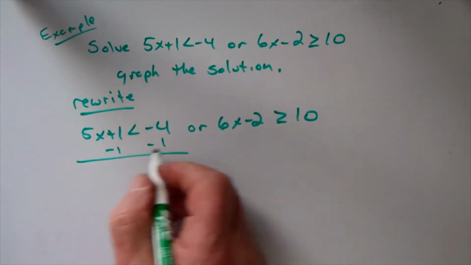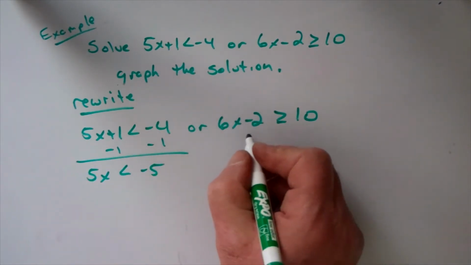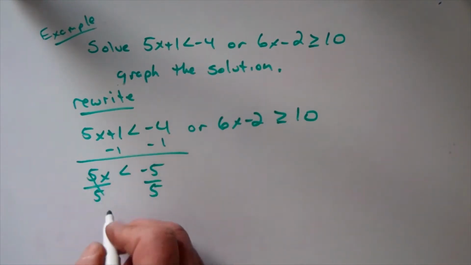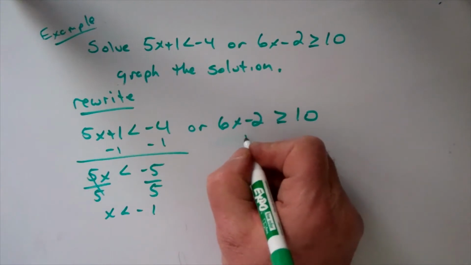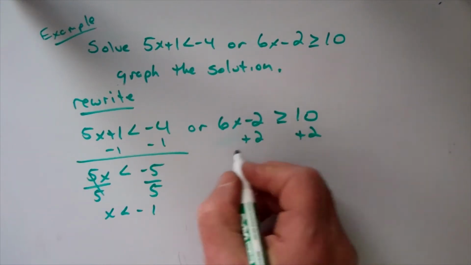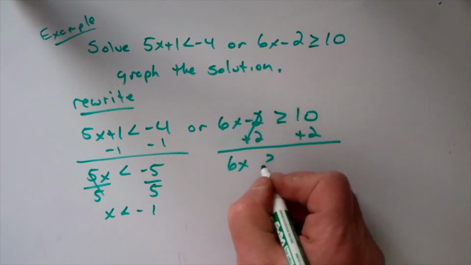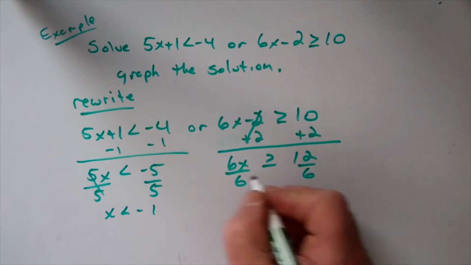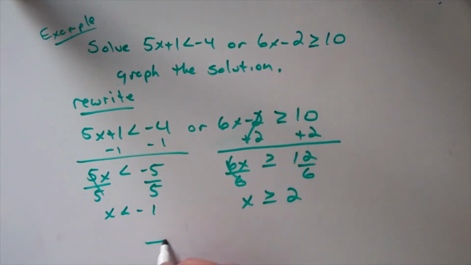So, subtract 1, and you end up with 5x < -5. On this side, I divide by 5, and I end up with x < -1. Now over here, I'm going to add 2 to each side. I end up with 6x ≥ 12. Divide both sides by 6, you end up with x ≥ 2.